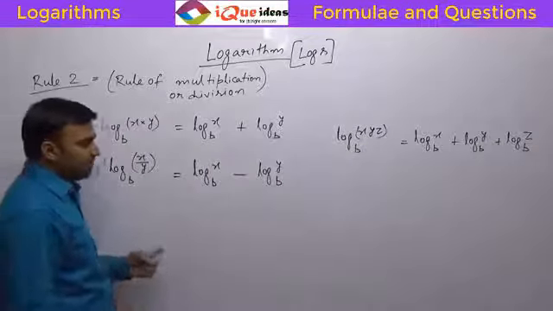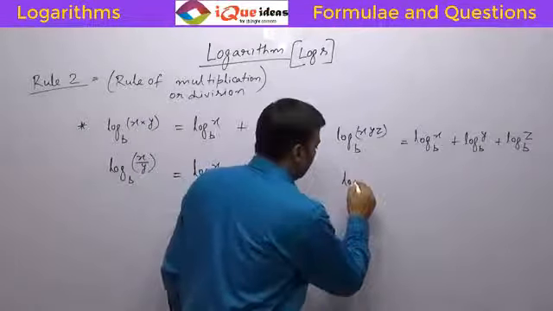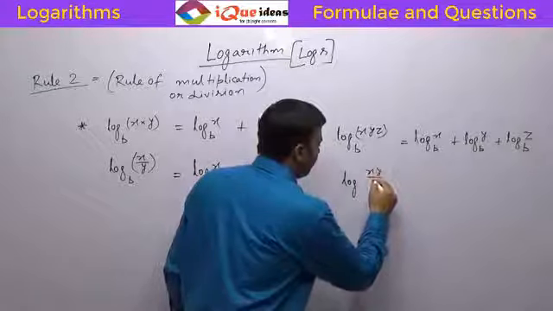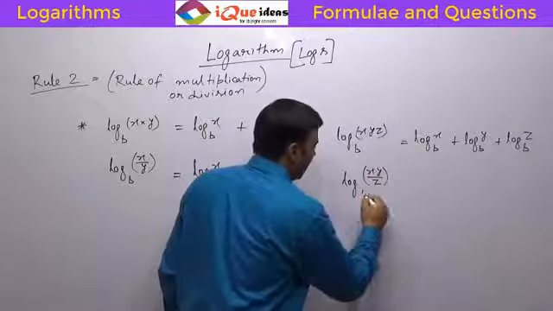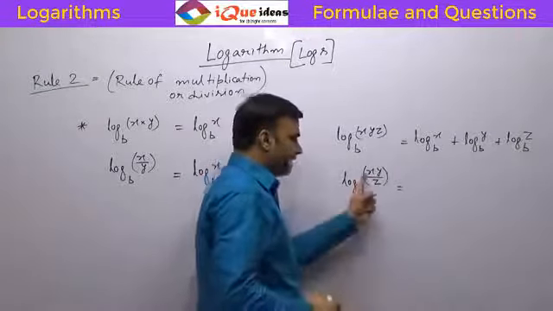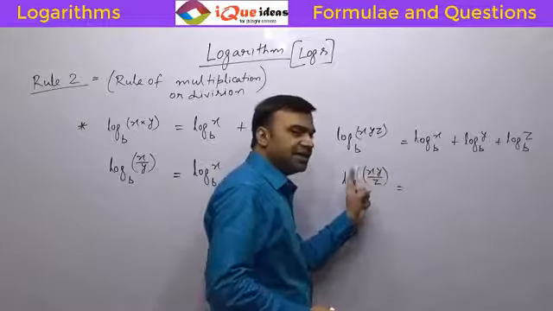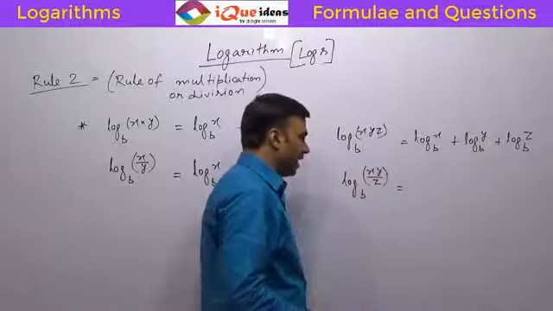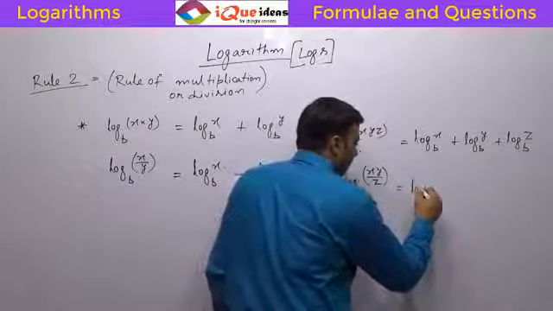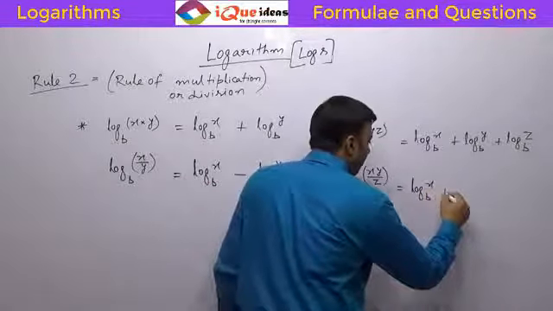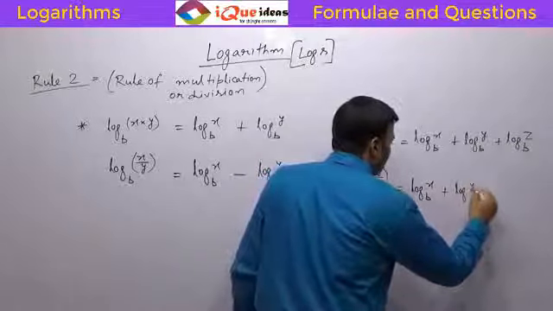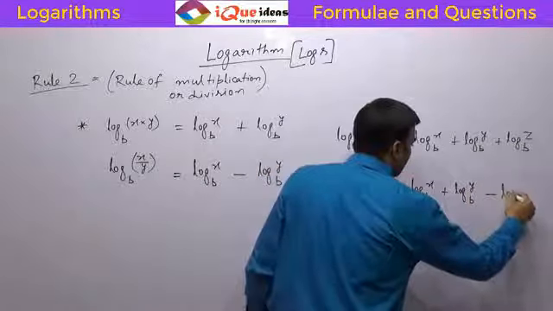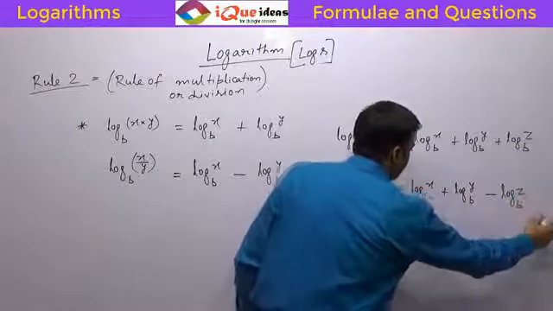Alright. Let's take a mixed example. If I have log of xy divided by z to the base b, how would you open it? If you see x into y divided by z, wherever there is a multiplication, they will be added, and the number which comes in division will be subtracted in the log. So it will become log of x to the base b plus log of y to the base b minus log of z to the base b.